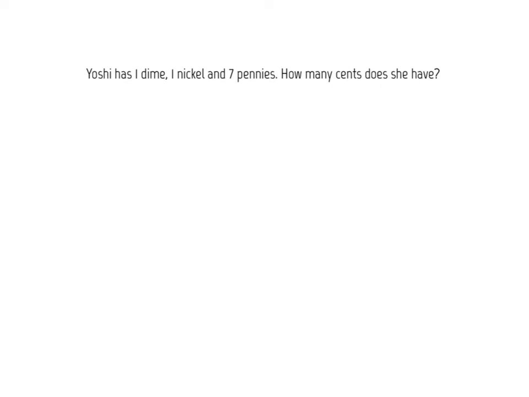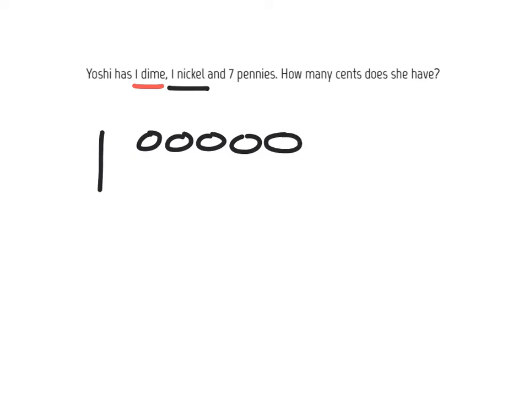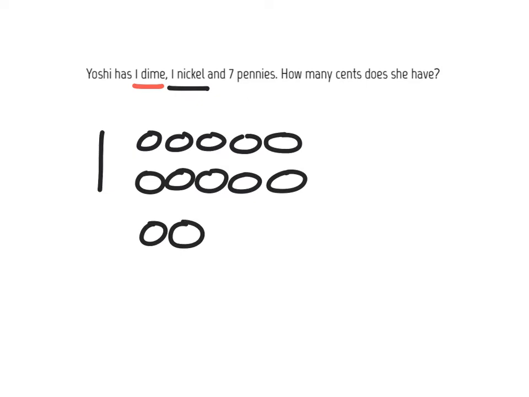All right. Yoshi has 1 dime, 1 nickel, and 7 pennies. How many cents does she have? Let's see how much money Yoshi has and if we are able to make a new 10. Let's start with our dime. 1 dime is 1 ten. Nickel. 1 nickel is a group of 5. And 7 pennies. 1, 2, 3, 4, 5, 6, 7.